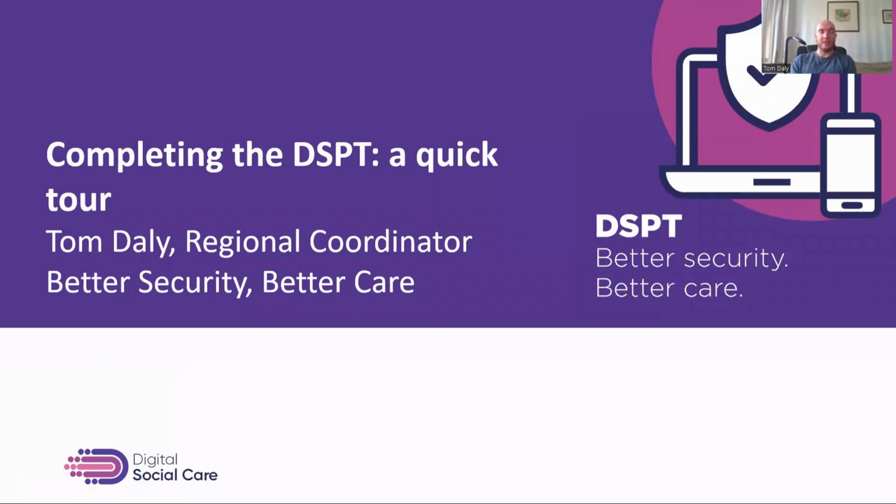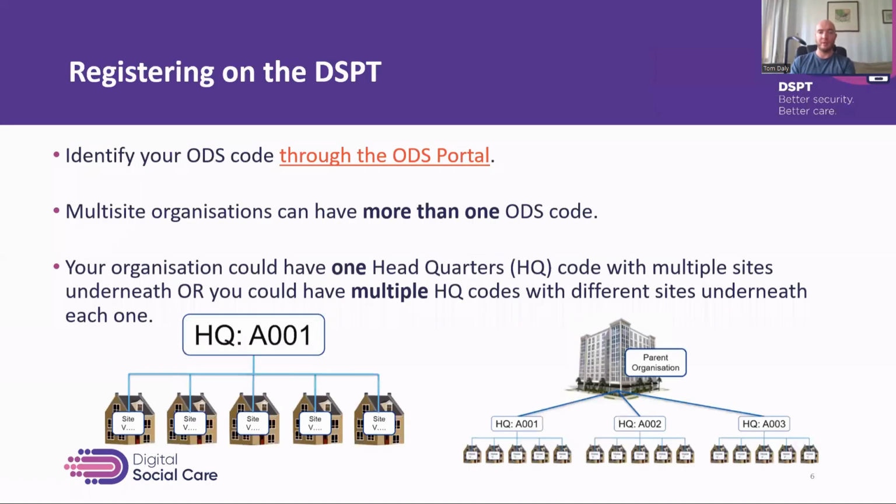So we're going to start with the first section, which is completing the DSPT, giving you a quick tour of that. We're going to run through some of the key pointers here. I think the first and important thing to note is that you need to identify your organizational data service code. Multi-site organizations will always have more than one organizational data service code, and typically this is an A code for the headquarters, and it'll be a V code for the sites that sit underneath it.